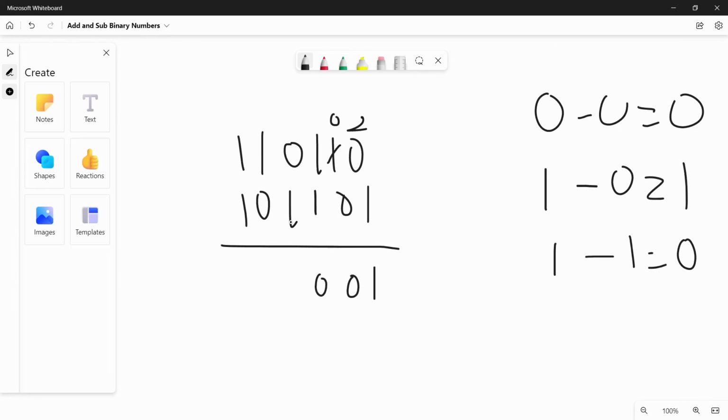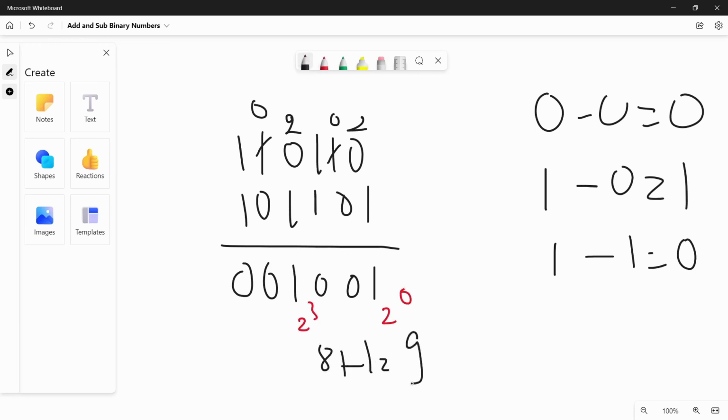0 and 1 we can't, so we need to borrow a 1. I'll borrow from this one. This will become 0. And this one will become 2. 2 minus 0 is 2. 2 minus 1 is 1. 0 and 0, 0. And 1 and 1 is 0. Convert this to decimal. So 2, 0, 2, 3. We'll get 8 plus 1 is equal to 9.